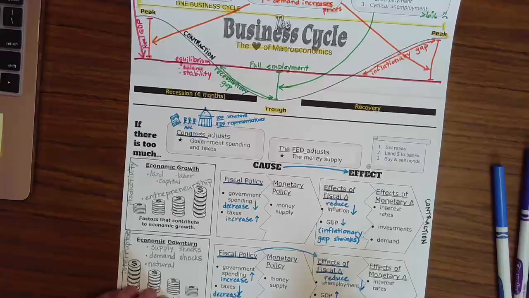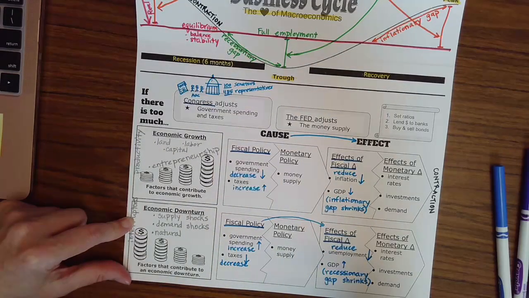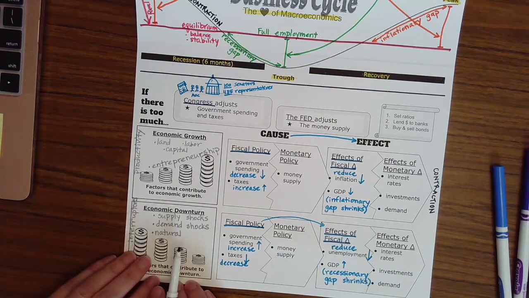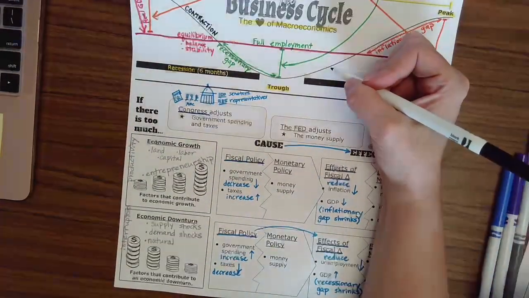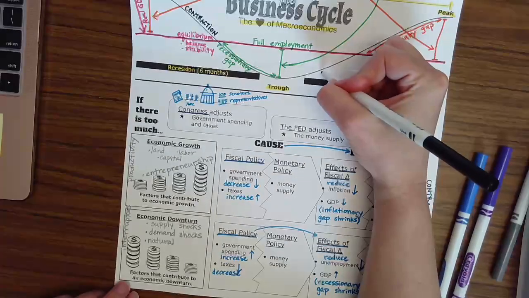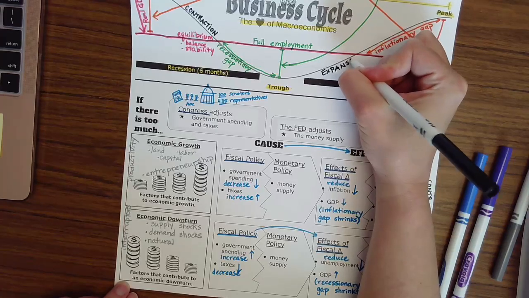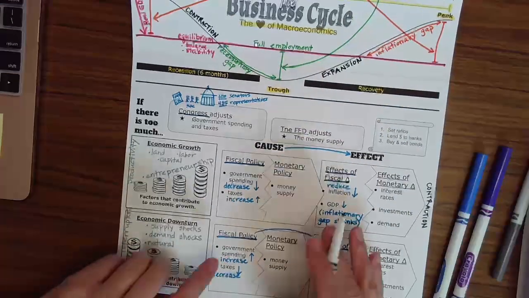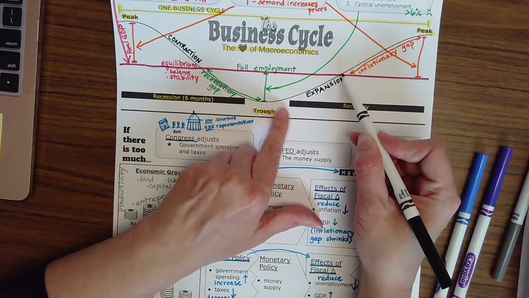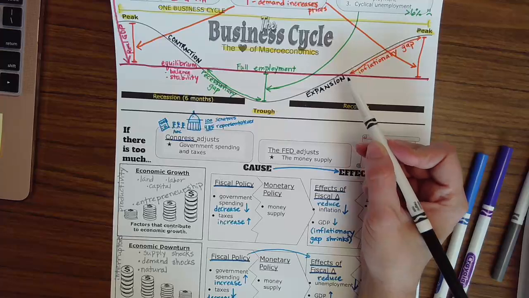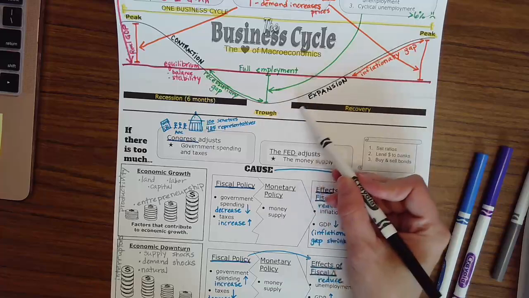And then the other piece is if there is too much of a downturn and we need to bring it back up to the equilibrium point. That has another name, and you might remember it from the business cycle, and that is called the expansion. I'm just going to write expansion. We do want to expand and get back to our equilibrium point. So our expansion is going to go from the trough up through our recovery.